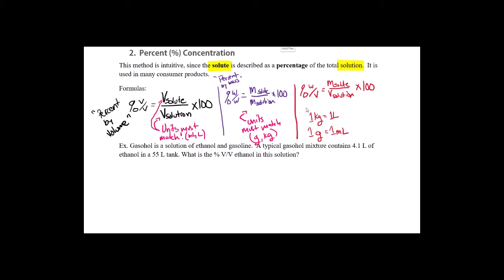So these are the pairings that you have to use. If you use the solute in kilograms, then you have to measure the volume of the solution in liters. Or if you use grams for your solute, then you have to use milliliters for your solution. Because for water, and then we can assume for dilute solutions as well, for the solutions that we're going to use in Chemistry 20, the densities here will match.